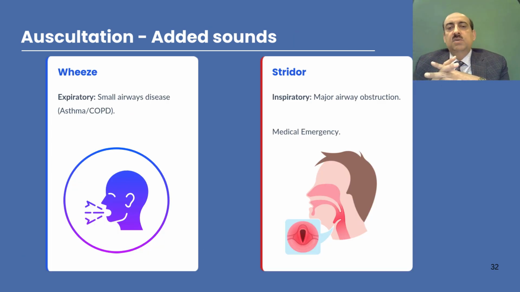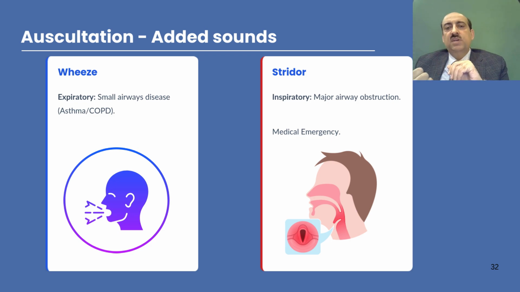Coming to the other added sounds, wheeze and stridor are two of the most common ones. Wheeze: the most likely causes are diffuse obstruction of the smaller airways, especially noticed in acute severe asthma exacerbations, as well as COPD exacerbations. Usually they are polyphonic wheezes, heard throughout the lung fields. Depending upon the severity, may be mild, moderate, or severe. That indicates narrowing of the airway and resistance to expiration of the air. So that's why you hear them during expiratory phases.